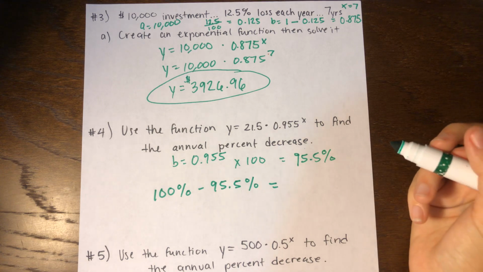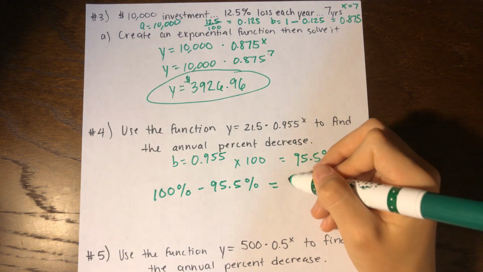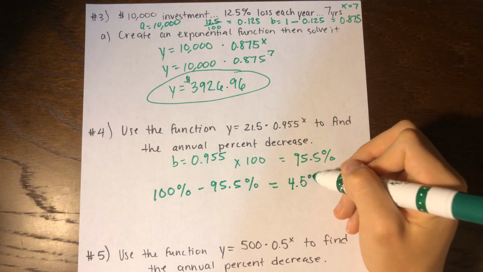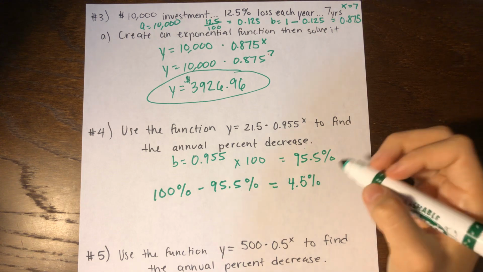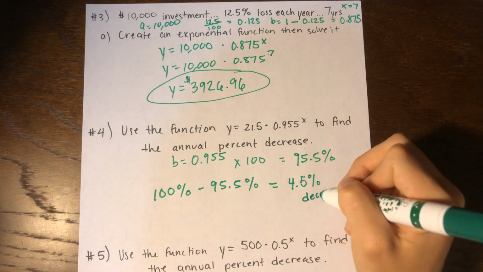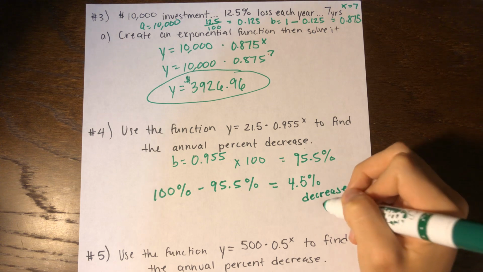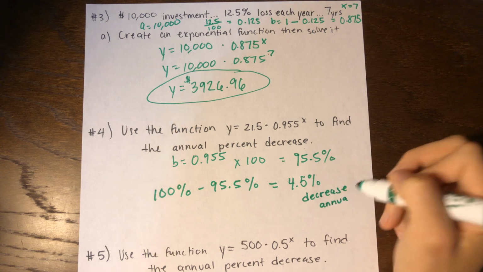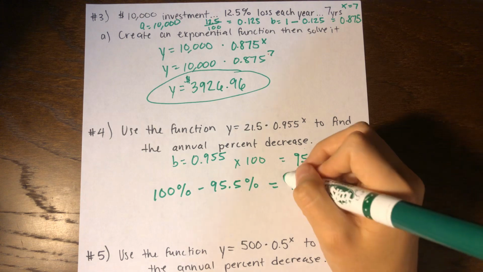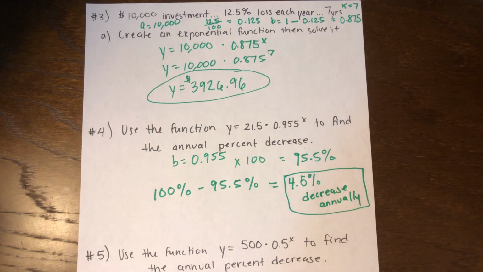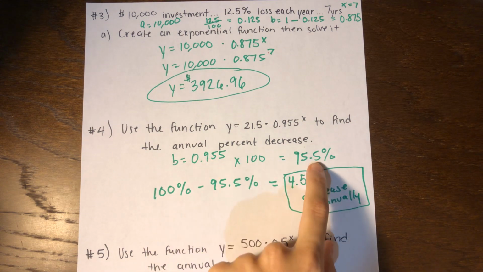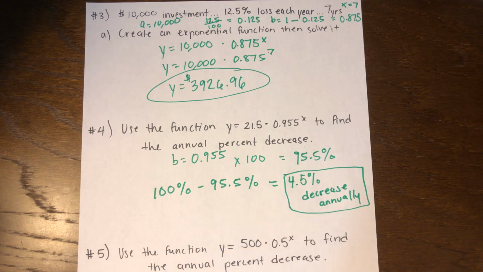Then we take 100% minus the 95.5% to get our answer. When we subtract these two, we should get 4.5%, and this is a decrease annually, or annual decrease. So we convert b to a percentage, subtract it from 100, and that's our answer.